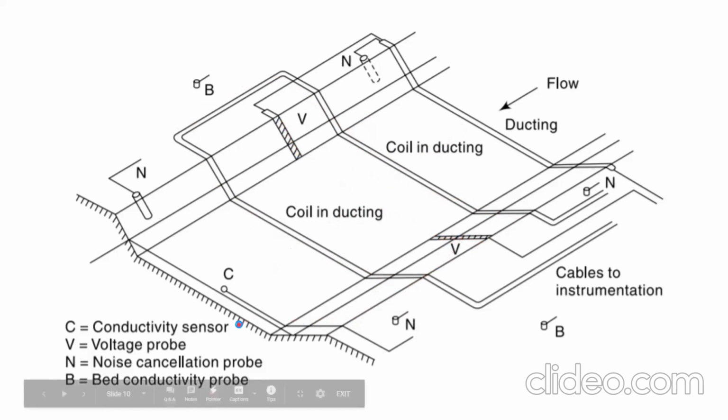Also, you can see there are some probes present in this installation. The conductivity sensors are used to measure the ability of the liquid or water to conduct. Also, the bed conductivity sensors are used to measure the ability of the bed to conduct. There are also noise cancellation probes which detect the unwanted noise produced by the passive components in the system or coil.